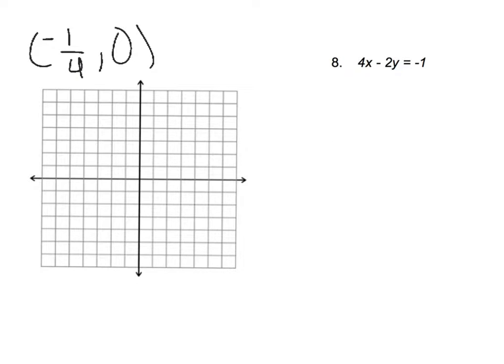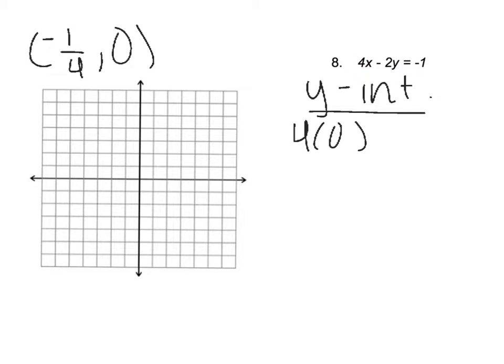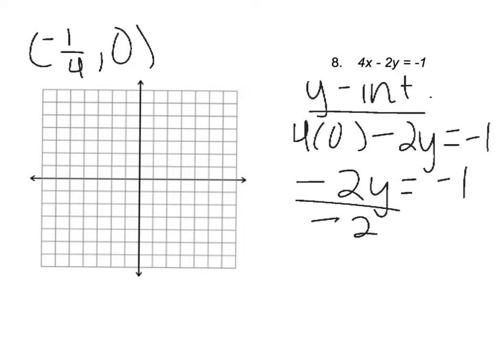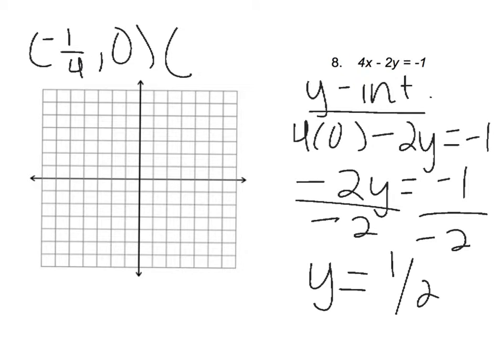Now when we do the intercept method, we have to find both intercepts. So now I'm going to find the y-intercept, and that's when I'll replace x with 0. So I've got negative 2y equals negative 1, divided by negative 2, divided by negative 2, and I got a y-intercept of 1/2. So that point will look like 0, 1/2.